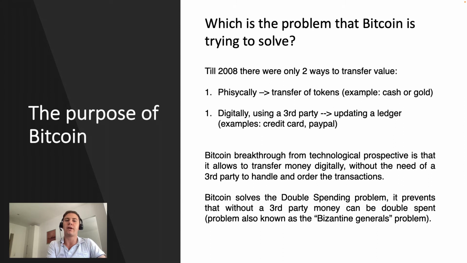In fact, the Bitcoin breakthrough from a technological perspective is that it allows to transfer money digitally without the need of a third party to handle and order the transactions. Bitcoin solves the double spending problem. It prevents money from being double spent without a third party, a problem also known as the Byzantine generals problem.